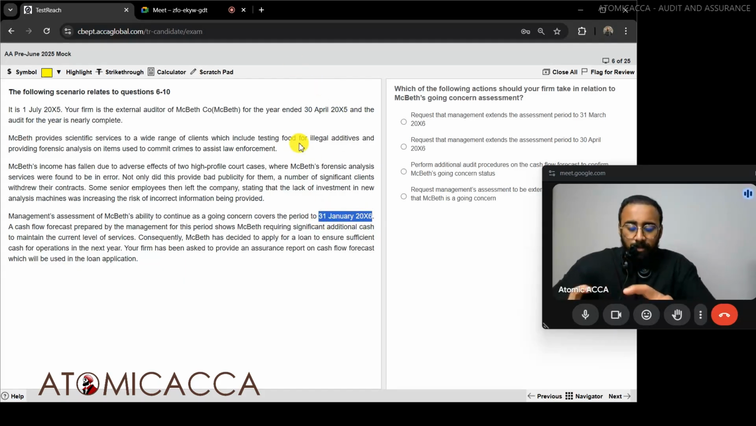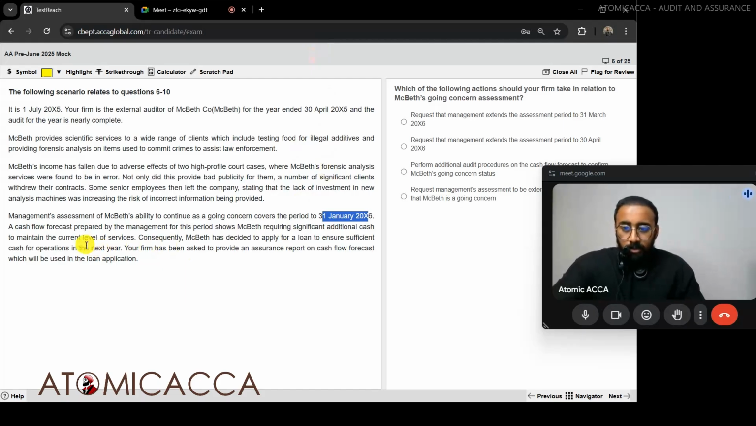Your time period for going concern assessment, which management has to do, should cover at least 12 months or something beyond that. Okay, so 30th April to 31st Jan X6 is not covering 1 year. So this is not right. Management's assessment is not covering the correct time period.